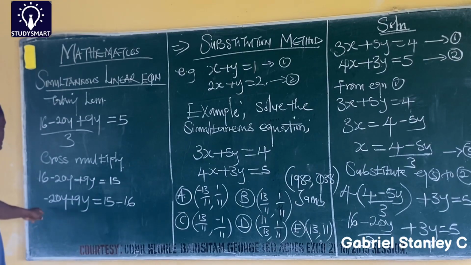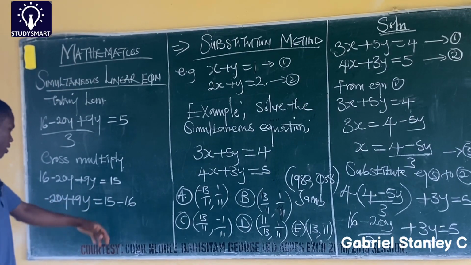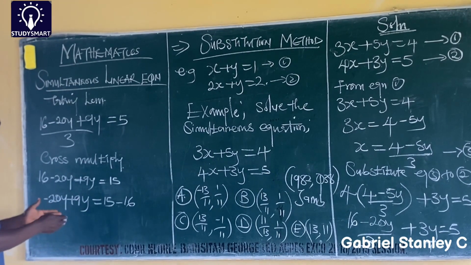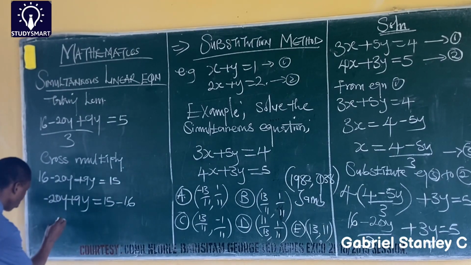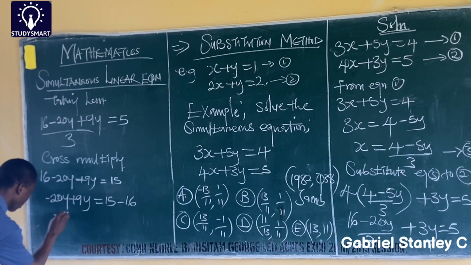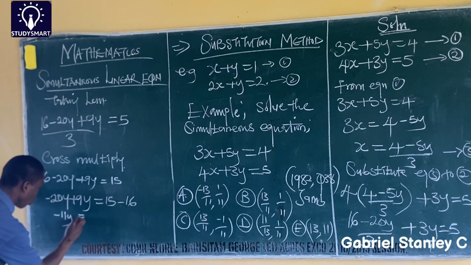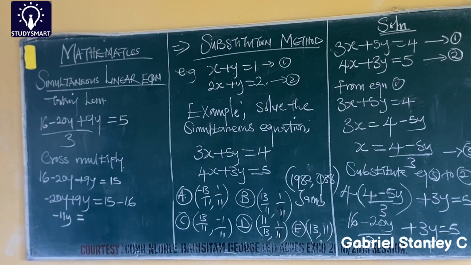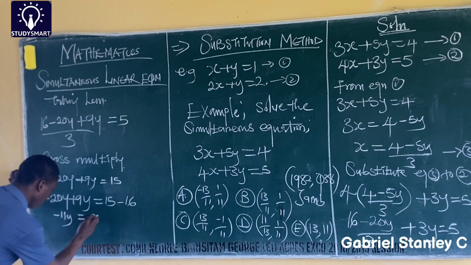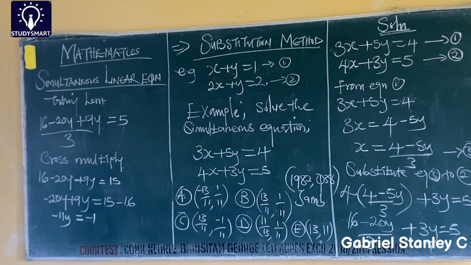And then don't forget that we have minus 20y plus 9y. So it means minus 20y plus 9y will give us minus 11y. So it's going to give us minus 11y equal to, 15 minus 16, giving us what? Minus 1.